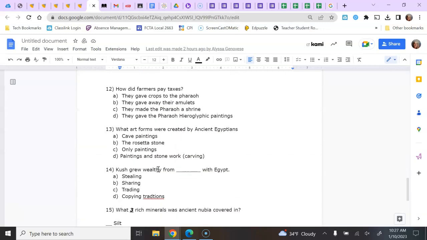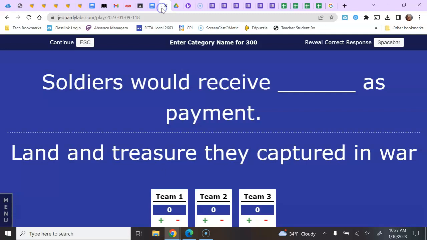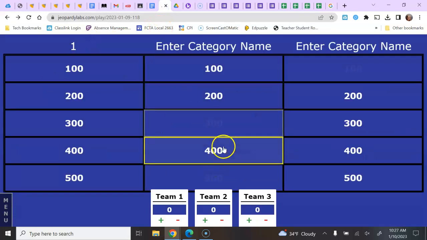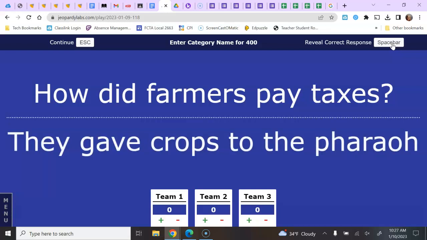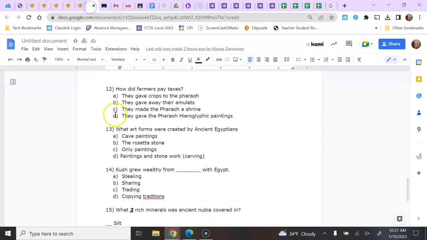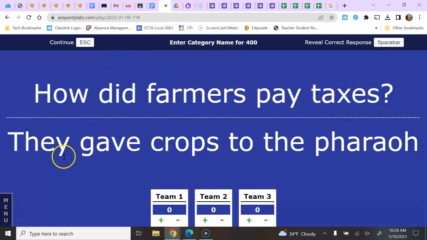Number 12. How did farmers pay taxes? Again, I couldn't find this in the workbook pages. We talked about this in our Jeopardy game that we played yesterday. How did the farmers pay their taxes? What did they give to the Pharaoh in place of money? Did they give crops to the Pharaoh? Did they give away their amulets? They made the Pharaoh a shrine, or they gave the Pharaoh hieroglyphic paintings. How did farmers pay taxes?